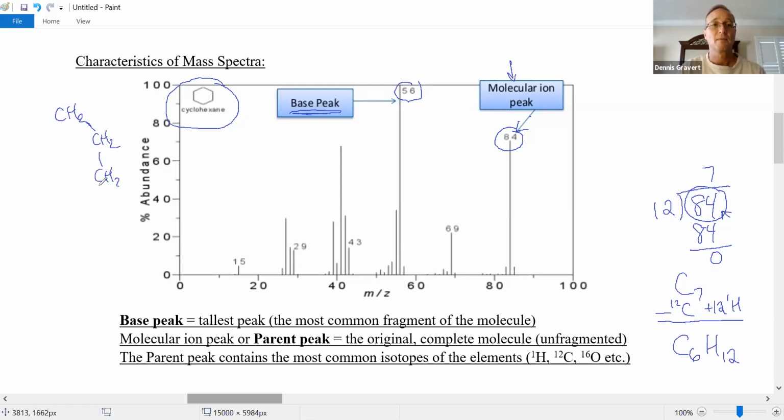Well, here it is. If you draw out the condensed formula, there's 6 carbons, each with 2 hydrogens. That's C6H12. Beautiful. So we're going to be doing some math in here.